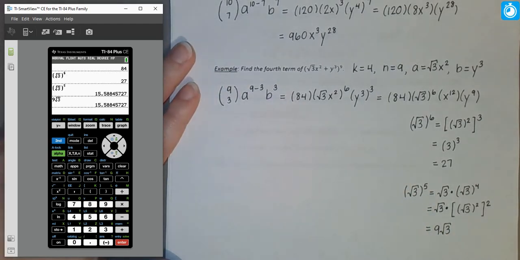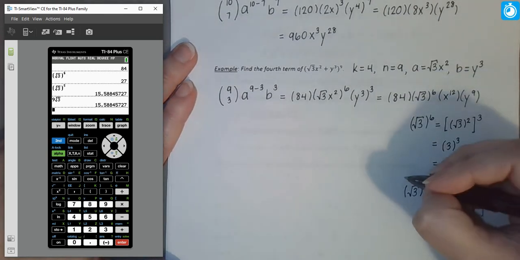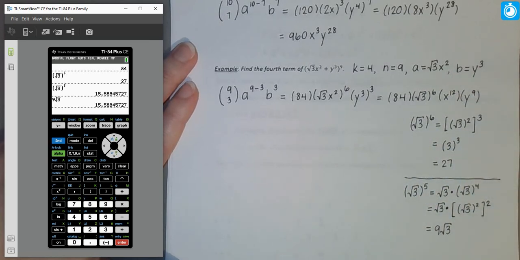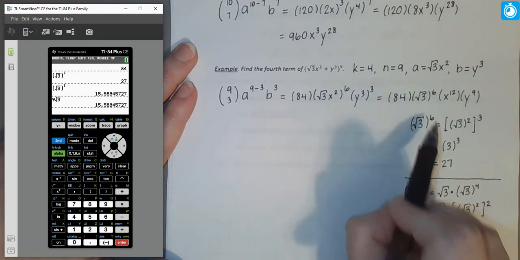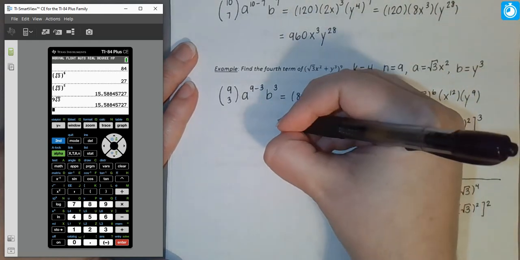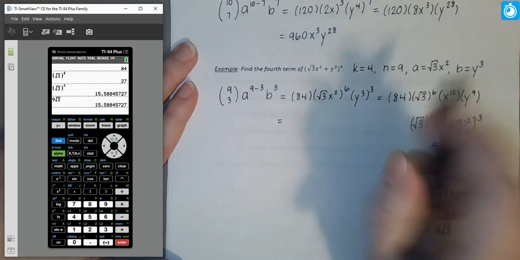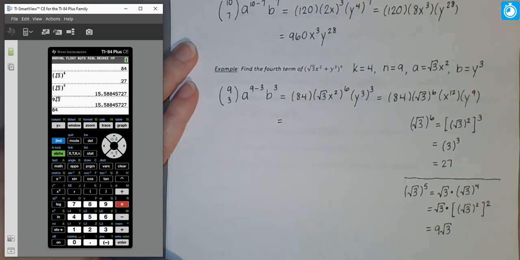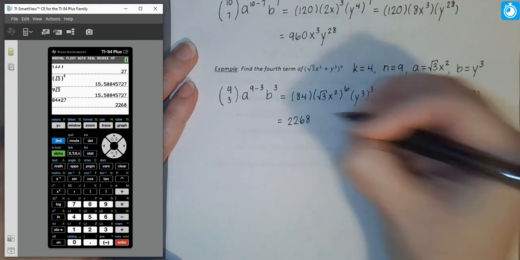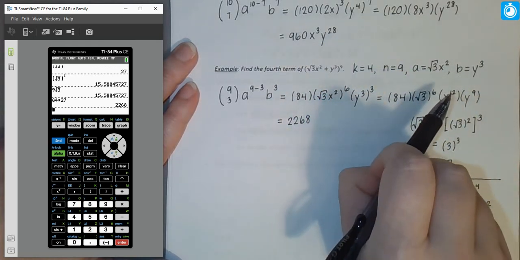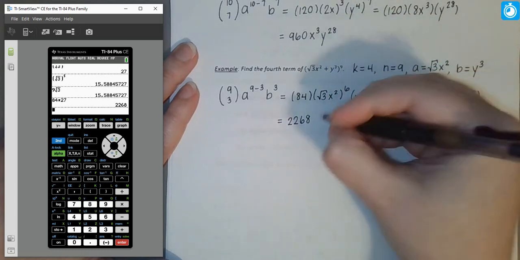So this would be the approach you'd want to take if you want to simplify something where you have a radical and there's an odd power, and so the result is actually irrational. Completely a side note, but just worth mentioning in case you run into that with this kind of problem. So let's get back to our actual problem. We had root 3 to the 6th, which is 27. So we have 84 times 27, and that's going to be our coefficient. So that is 2,268, and then we have x to the 12th power and y to the 9th power.